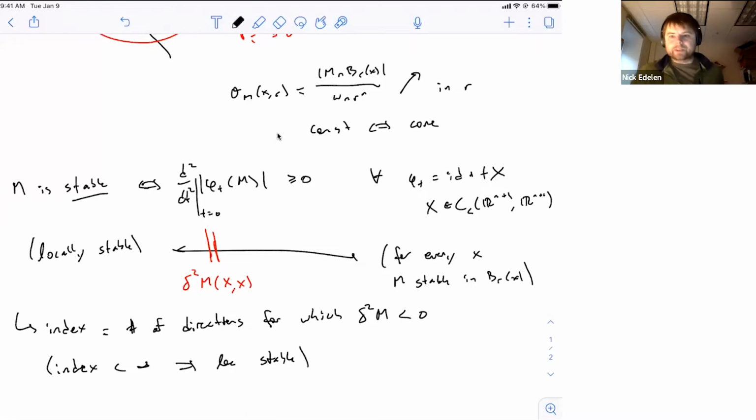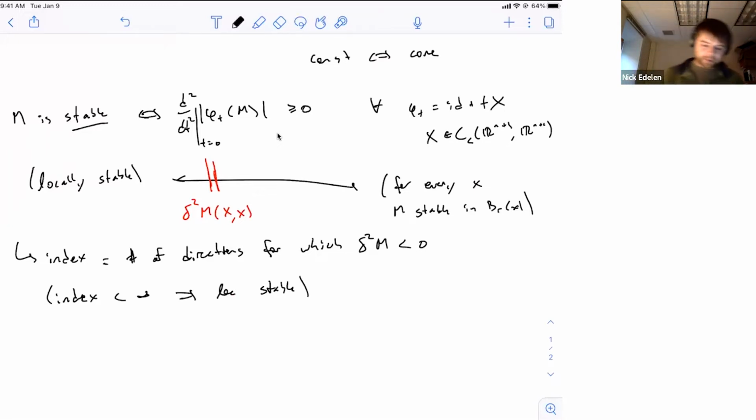But it actually tells you something more, because it gives you control on where these regions of stability are located and how big they can be. So it gives you some quantitative control.